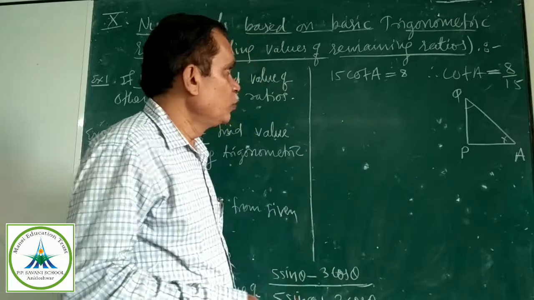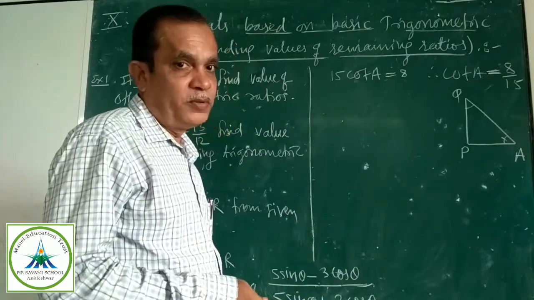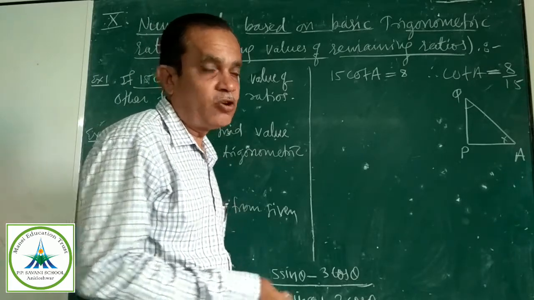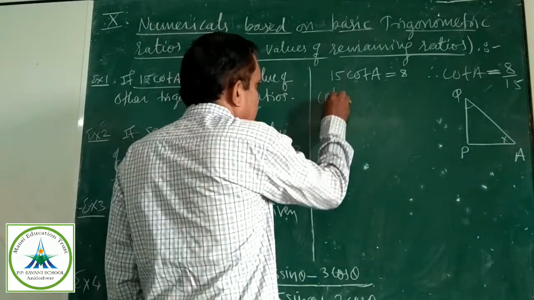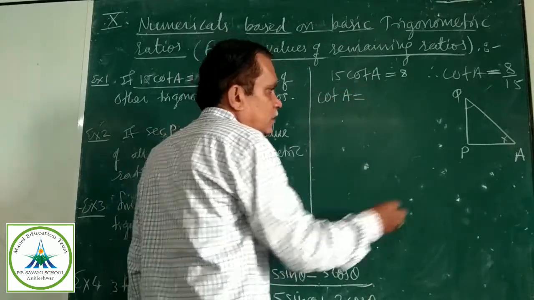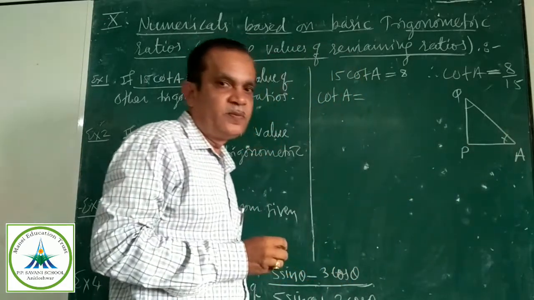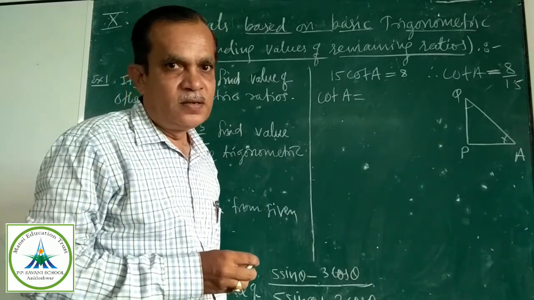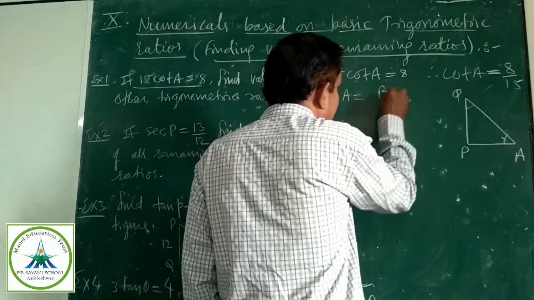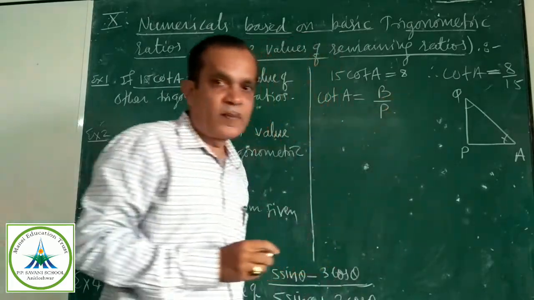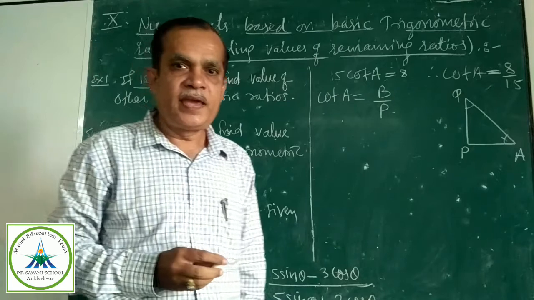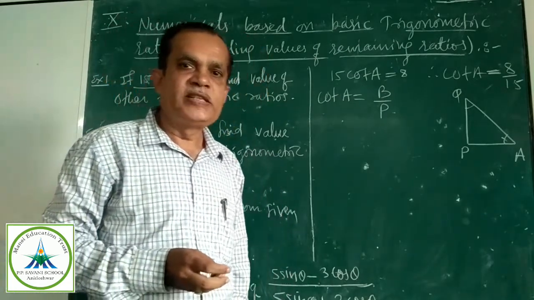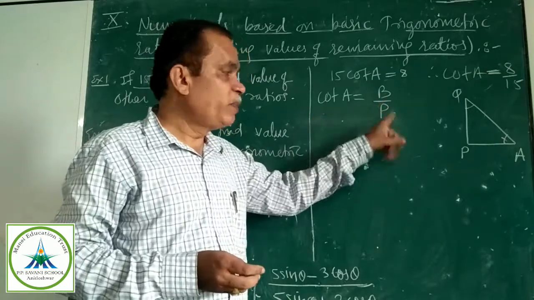Now look here, you know our formula for cot A. What is the reciprocal of tan? Yes. What is the formula for cot A? Base upon perpendicular. If you remember, tan A equal to perpendicular upon base. So cot A equal to base upon perpendicular.